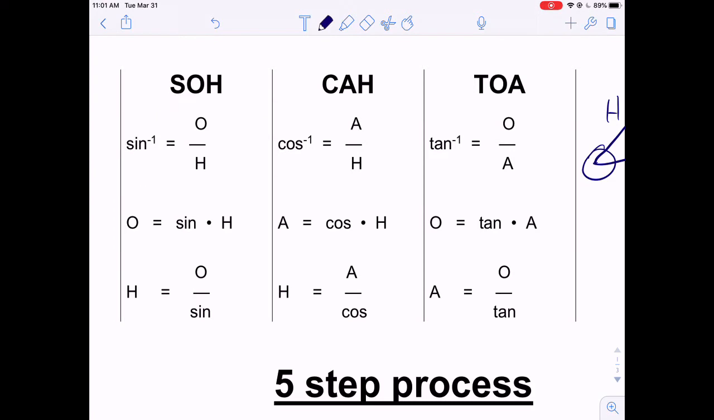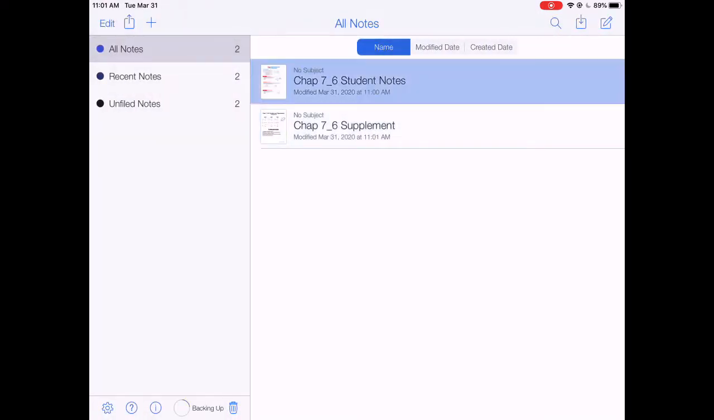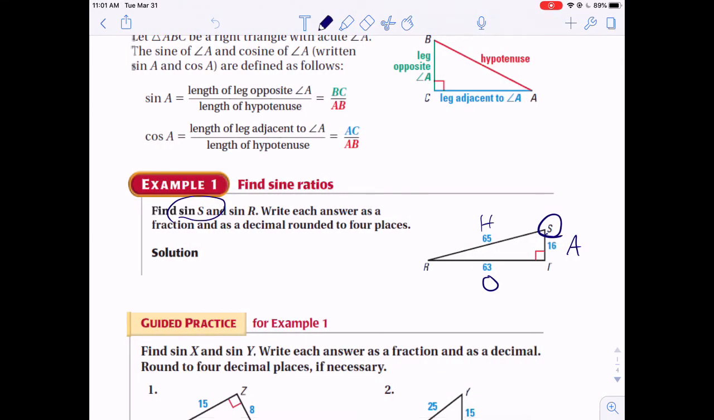So I'm going to go back to the document. O over H. So I'm going to write sine of S equals O over H. I'm going to write that one time for you so we can see it always on this paper or this slide.